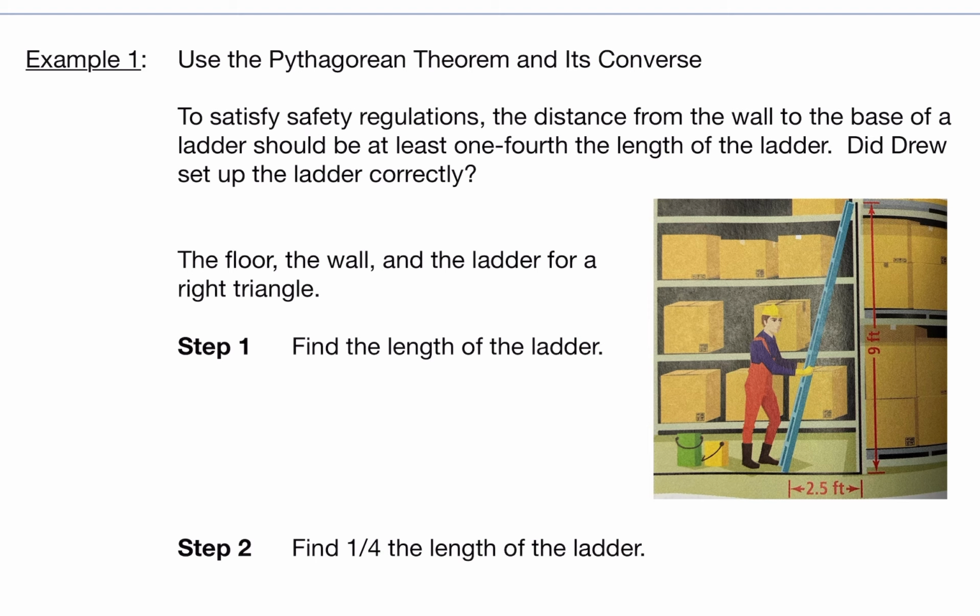Okay, so in this problem, we are told that to satisfy safety regulations, the distance from the wall to the base of a ladder, okay, so if you take a look at this diagram, the distance from the wall to the base of the ladder should be at least 1/4 the length of the ladder. So this is the length of the ladder, and this distance needs to be at a minimum 1/4 the length of the ladder. Okay, so from here to somewhere about here. So the question here is, did Drew set up the ladder correctly?